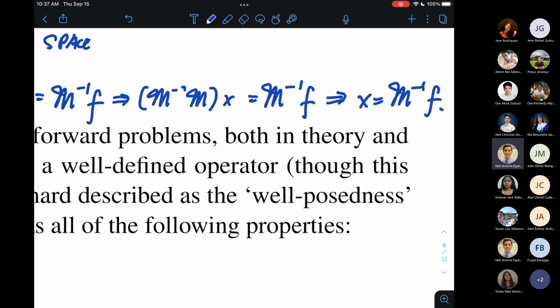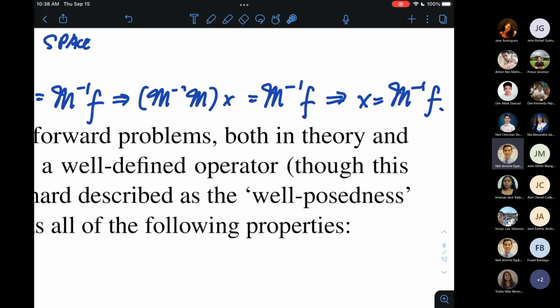Pero yung challenge dito, una, paghahanap ng M inverse. How do you compute the inverse of the operator? But if you're lucky enough to know what the inverse of your operator M is, then you might be saying na, okay, tapos na yung boxing, eto na yung final solution ko. Ang desired input ko ay M inverse of f.